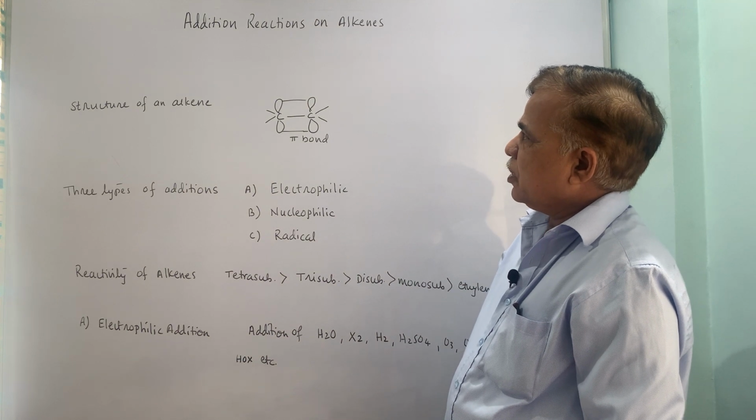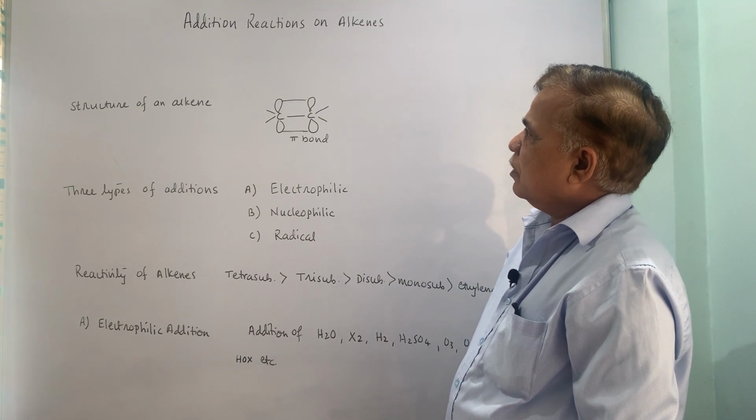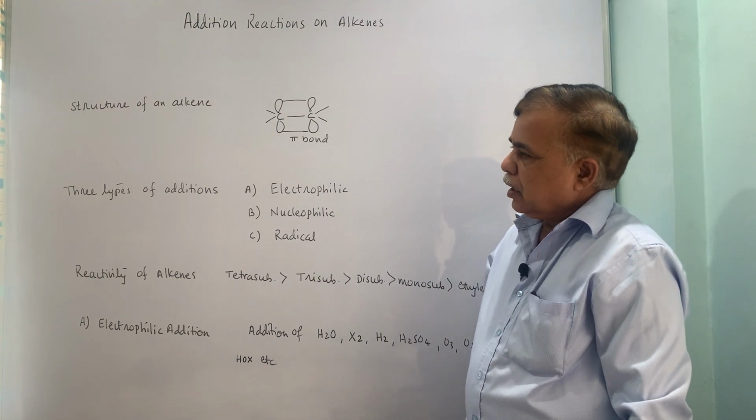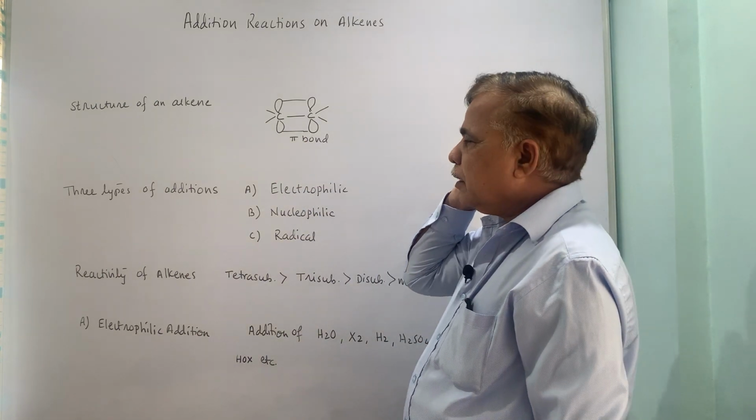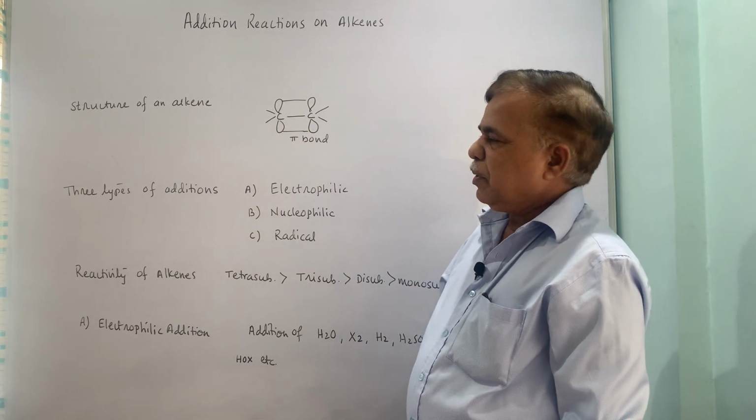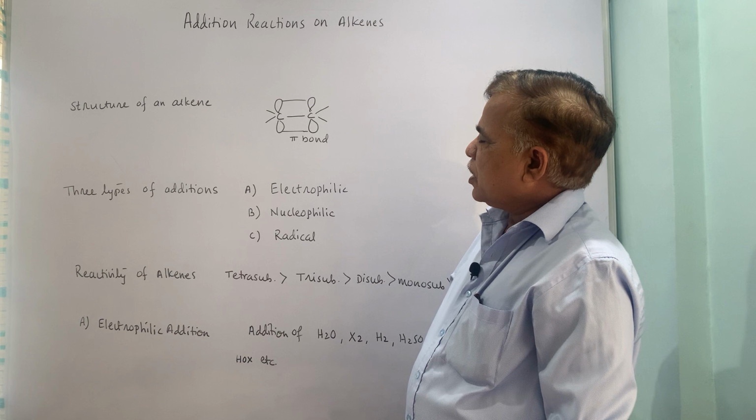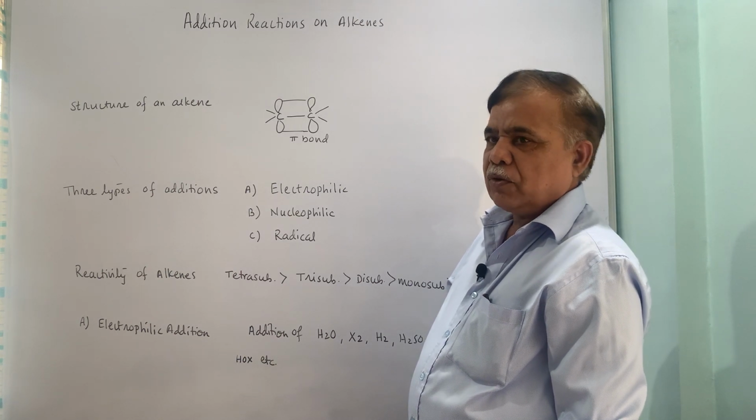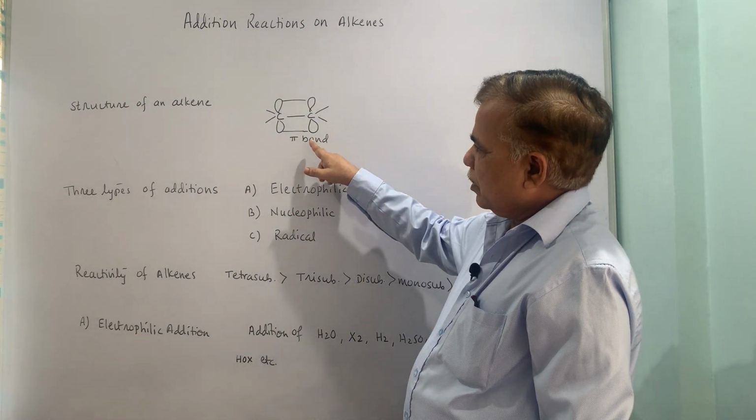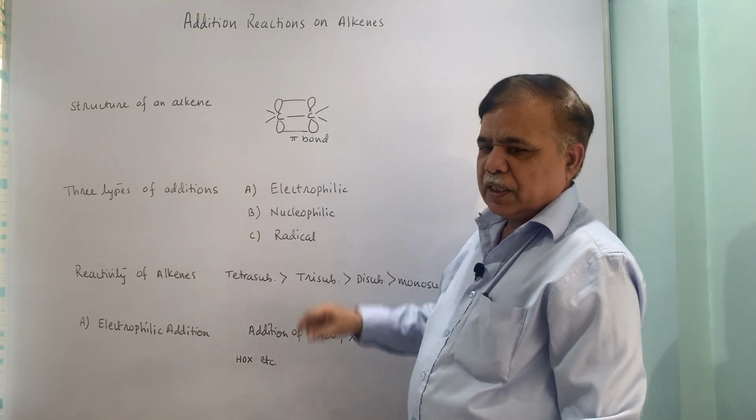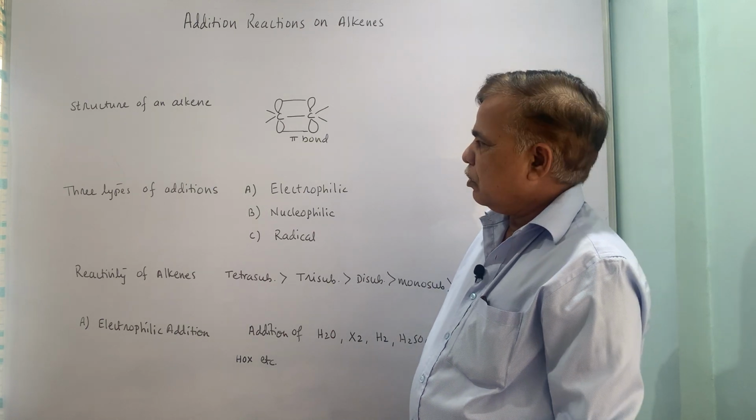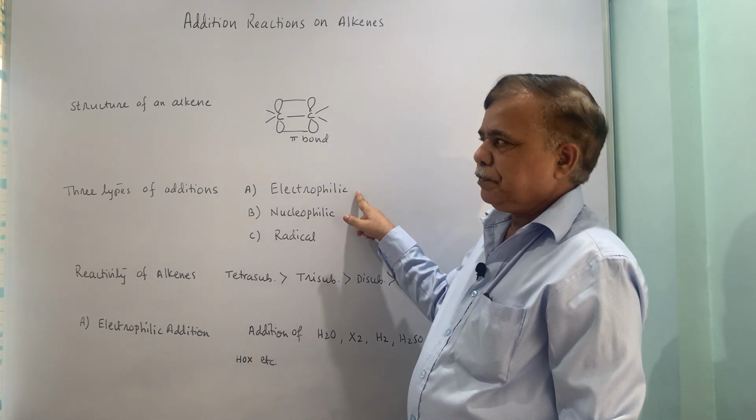And welcome to this session on the reactions of alkenes, addition reactions on alkenes to be precise. If you look at the structure of an alkene, it has a sigma bond and a pi bond. Sigma bonds are stronger, pi bonds are weaker because of the lateral overlap of the p orbitals, and more importantly, these pi bonds function as Lewis bases and can donate electrons to electrophilic species.